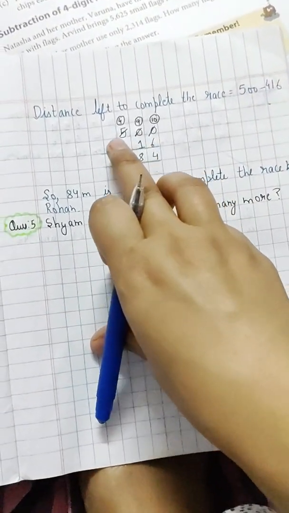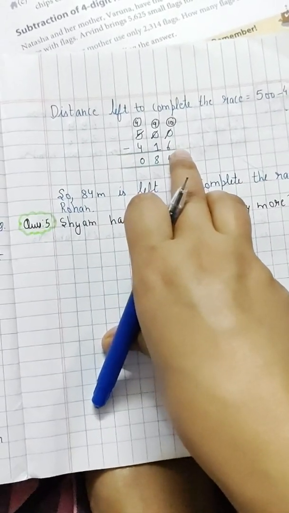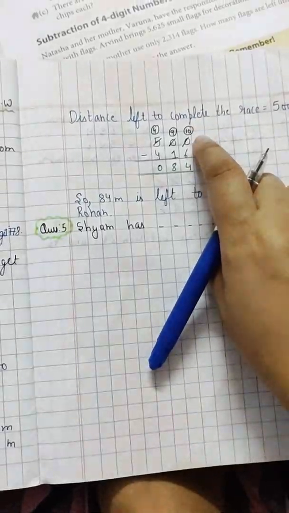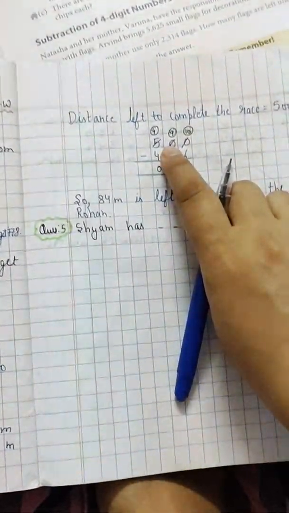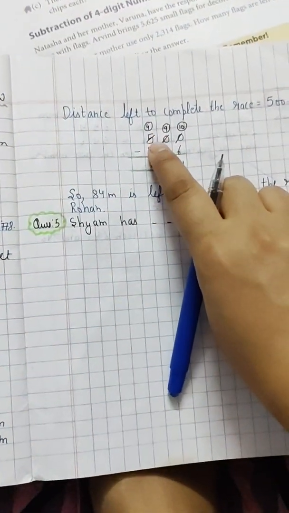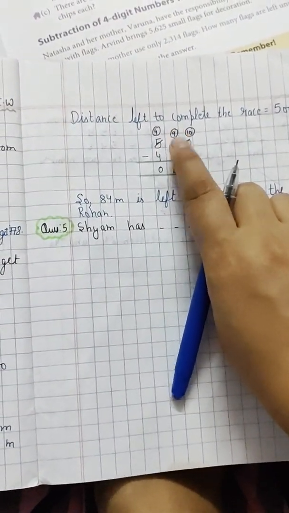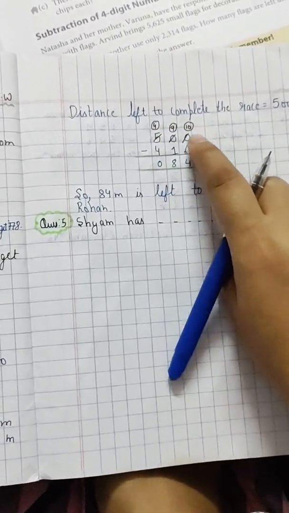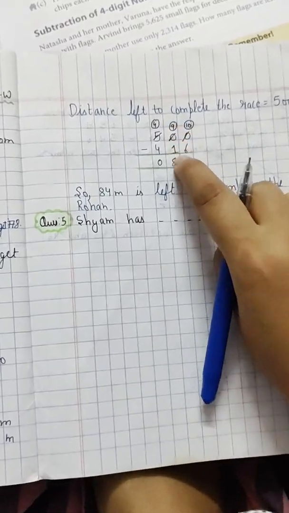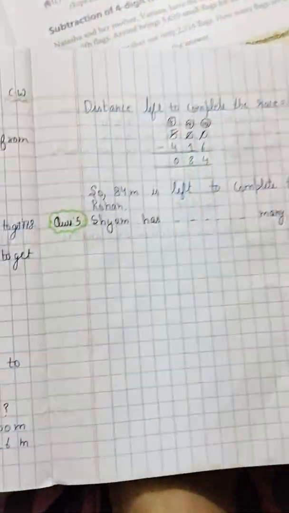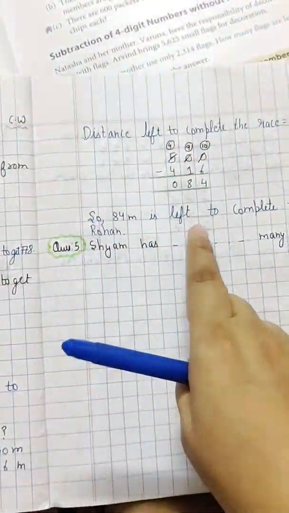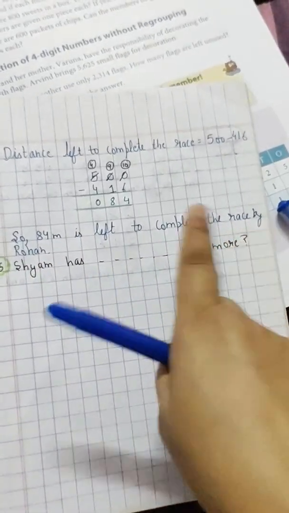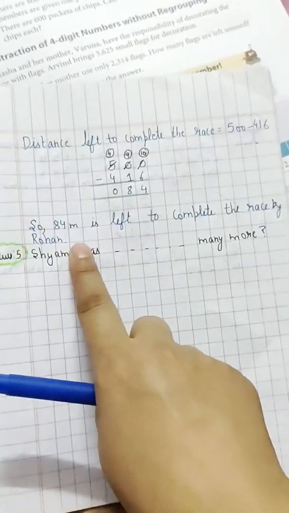As you can see here, I have written 500 above and 416. Now 6 cannot be subtracted from 0, so we will borrow. Here also 0 is written, so we will take from here. So 5 will give 1 to here, so it will become 10. 10 will give 1 here, so it will become 9. That's why I have written 9 here. So 10 minus 6 is equal to 4. 9 minus 1 is 8. 5 minus 4 is 1, so 1 is left. So 84 meters is left to complete the race by Rohan.